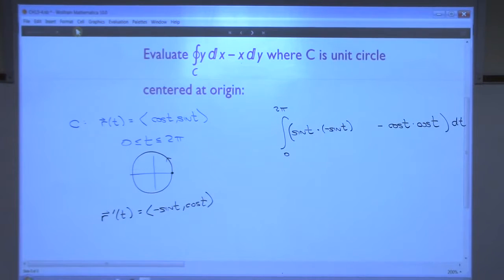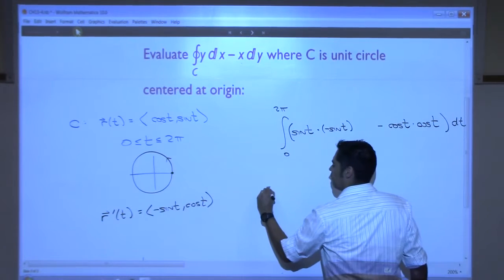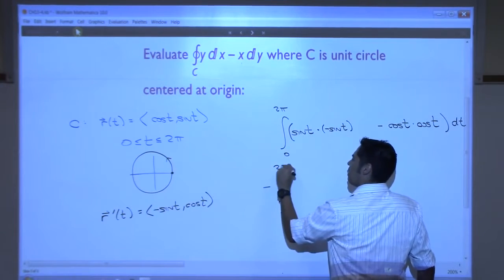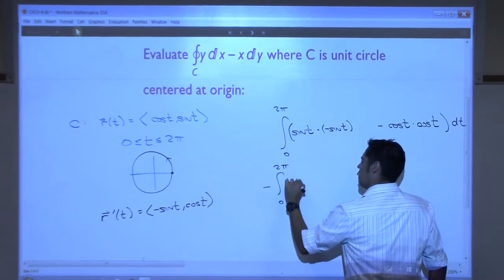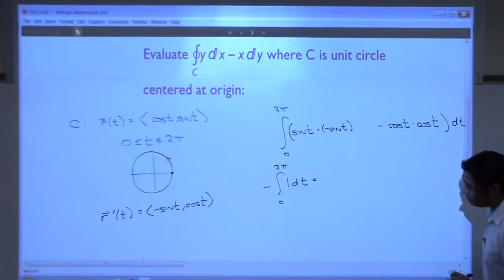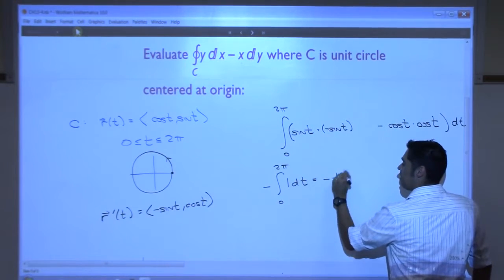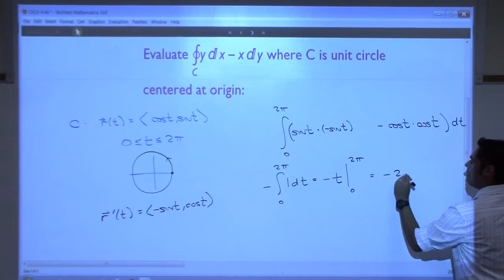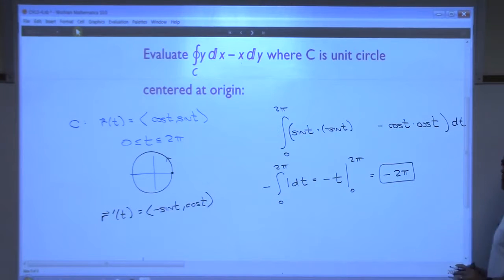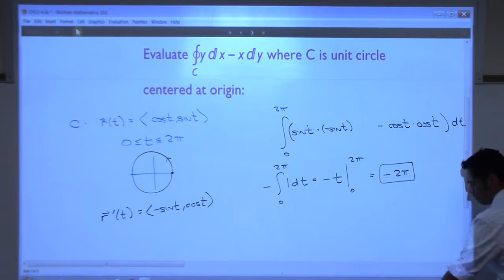Oh, wow. OK, that's not so bad. I can factor out a negative 1. And if I factor out negative 1, I'm going to have sine squared t plus cosine squared t, which is 1. So this is just 1 dt, which is negative t evaluated 0 to 2 pi. So your answer is negative 2 pi. All right, that wasn't so bad, right? Questions? I wonder how long that took.